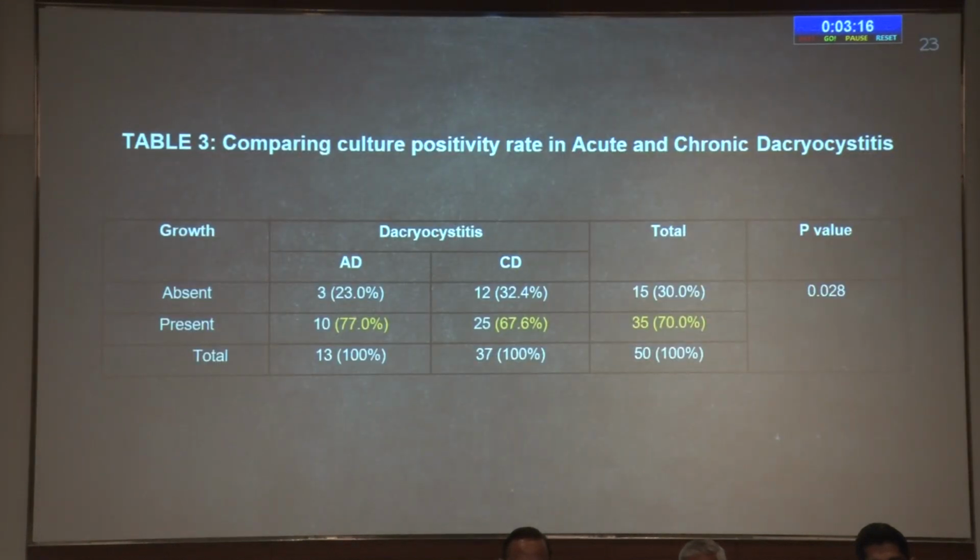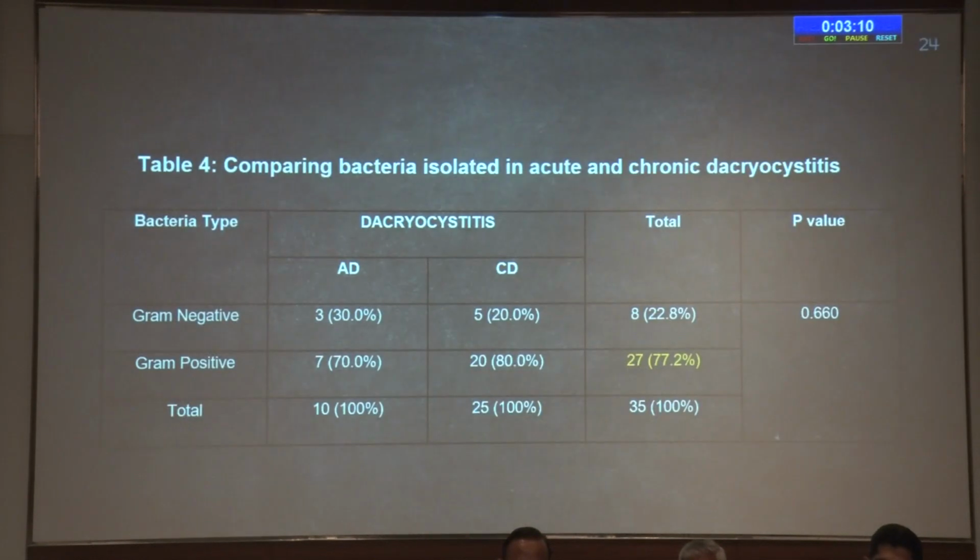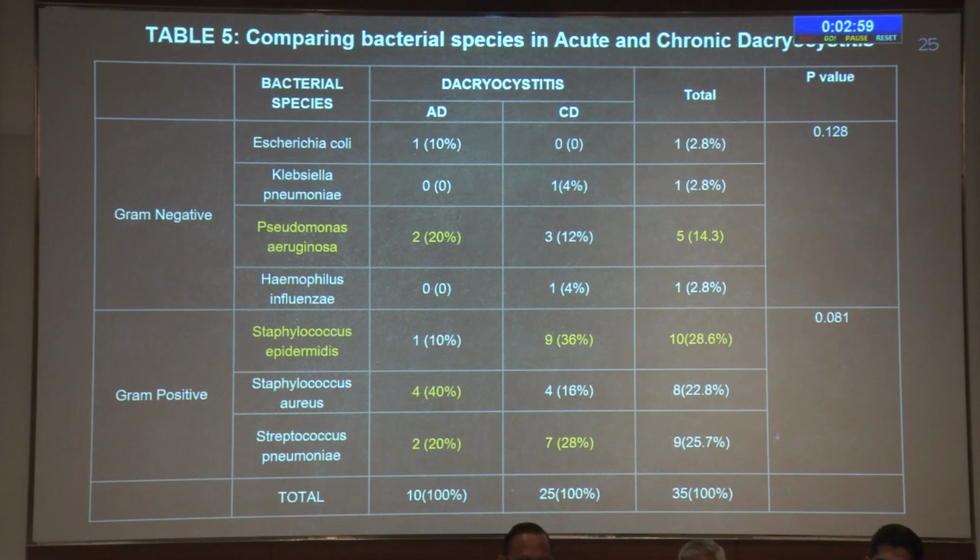Comparing the culture positivity rate, a total of 35 patients out of the 50 had a culture-positive discharge, out of which 27, that is 77.2% of the total, had a gram-positive growth, and only 22.8% had a gram-negative growth. Among the gram-positive growth, Staphylococcus epidermidis was found in maximum cases, that is 28.6%, and among the gram-negative, Pseudomonas aeruginosa was the maximum, that is 14.3%.